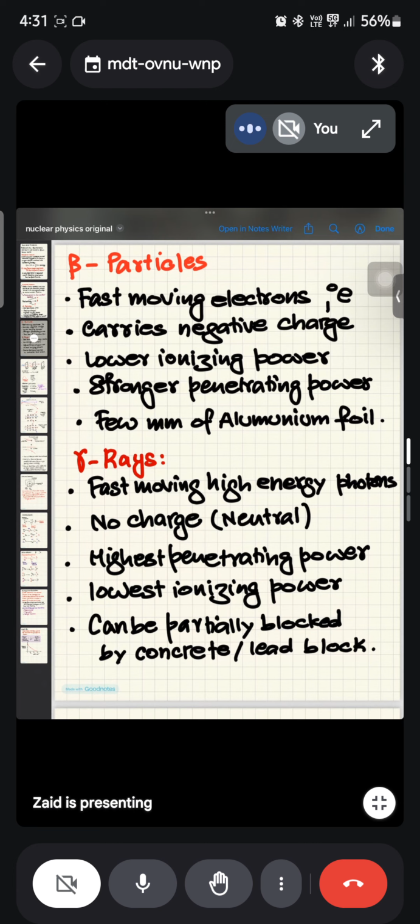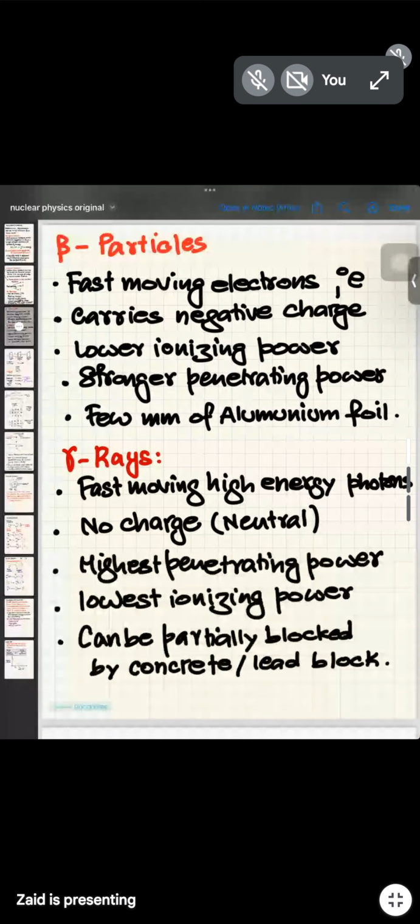So they are used for chemotherapy. They are used for detecting, and in PET scanning gamma rays are used. So they have many uses, okay, for medical purposes and in industries. So highest penetrating power, lowest ionizing power. They can be partially blocked by a lead block. Partially, not fully stopped, okay, because they are highly intense. Is that clear?